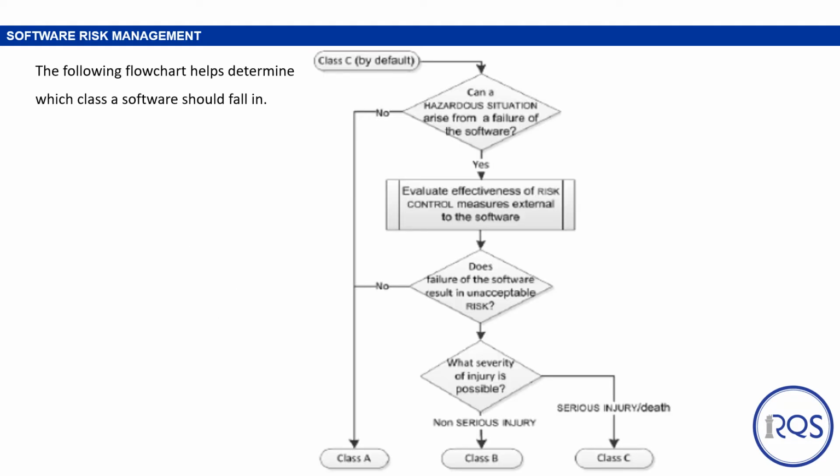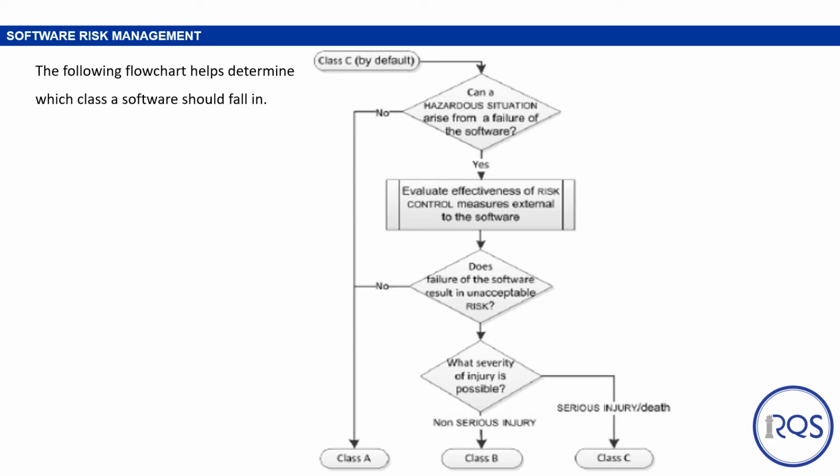The following flowchart helps determine which class a software should fall in by considering a few simple questions. By default, the software will start with Class C, which again is serious or death possible. We then consider, can this hazardous situation arise from the failure of the software? If no, then likely we can go ahead and classify it as Class A. If yes, we then need to consider the effectiveness of risk controls that are external to the software.